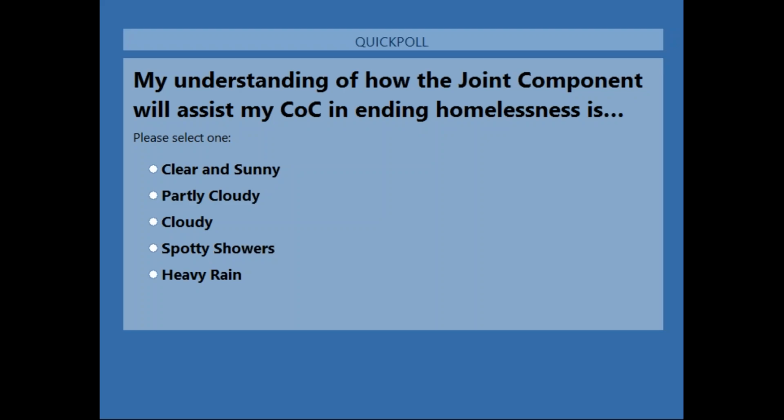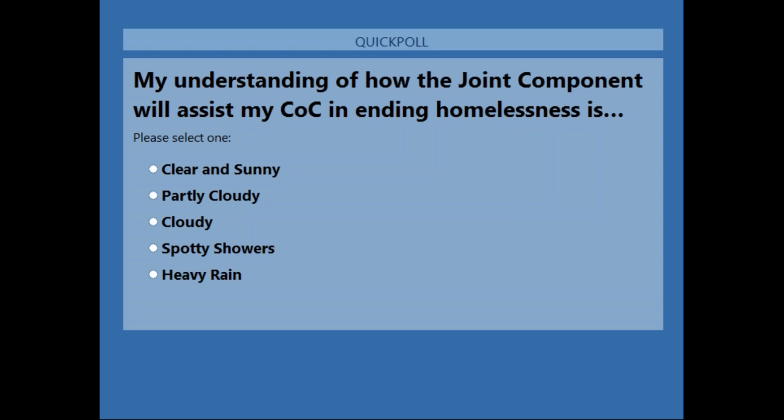So we want you to tell us if your understanding of how the joint component will assist your CoC in ending homelessness is clear and sunny, more partly cloudy or cloudy, perhaps spotty showers or heavy rain? I think you guys noticed we have sort of a weather theme here.